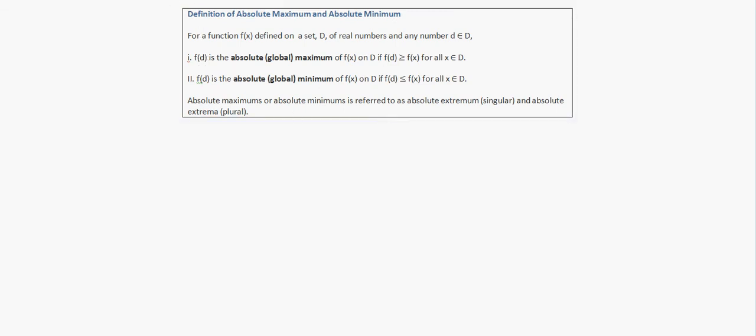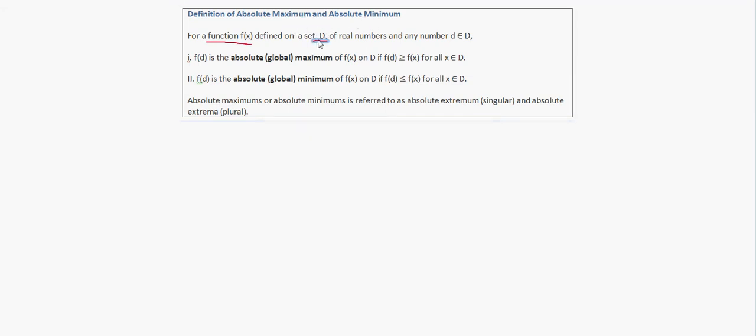Let's go over what you're going to find in your calculus book most likely on absolute max and mins. Let's read through this together and make sure we understand what it's saying. So it says for any function f of x, so just some function, if it's defined on some set D, and D can be the domain of the entire function, or D could be some set that the book tells you or your teacher tells you that you're looking at.